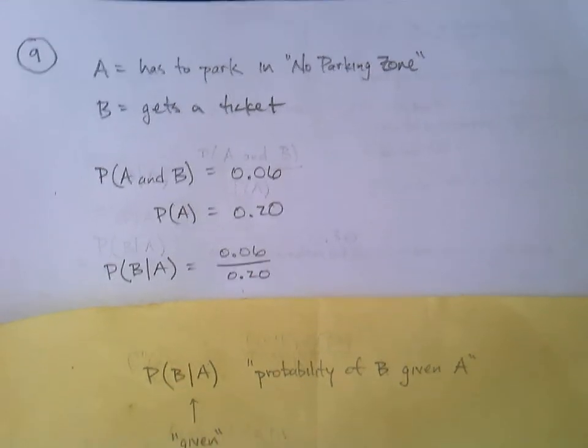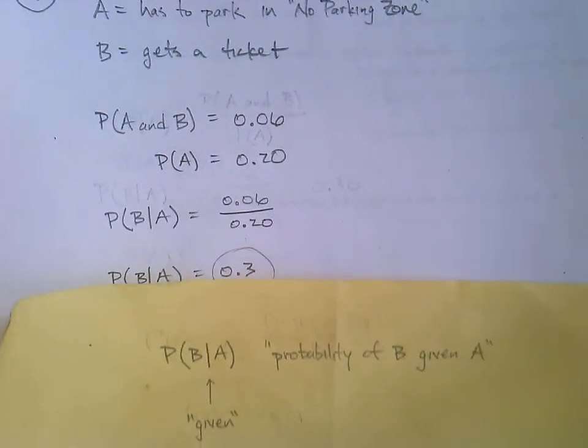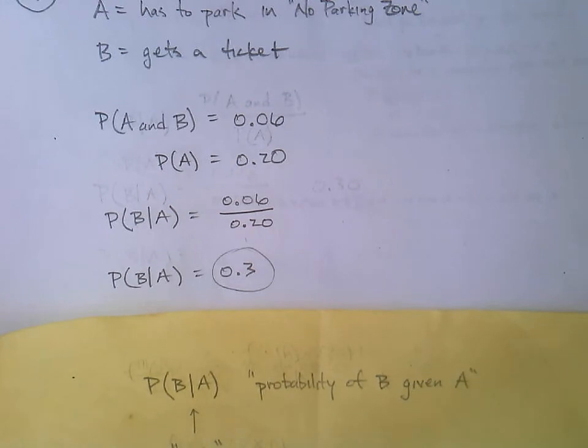0.20. And here we'll get the answer. I'm going to expand on some of the thinking here. Here, the probability of getting a ticket given that you're in a no parking zone is 0.3 or 30%. And we've got the answer.